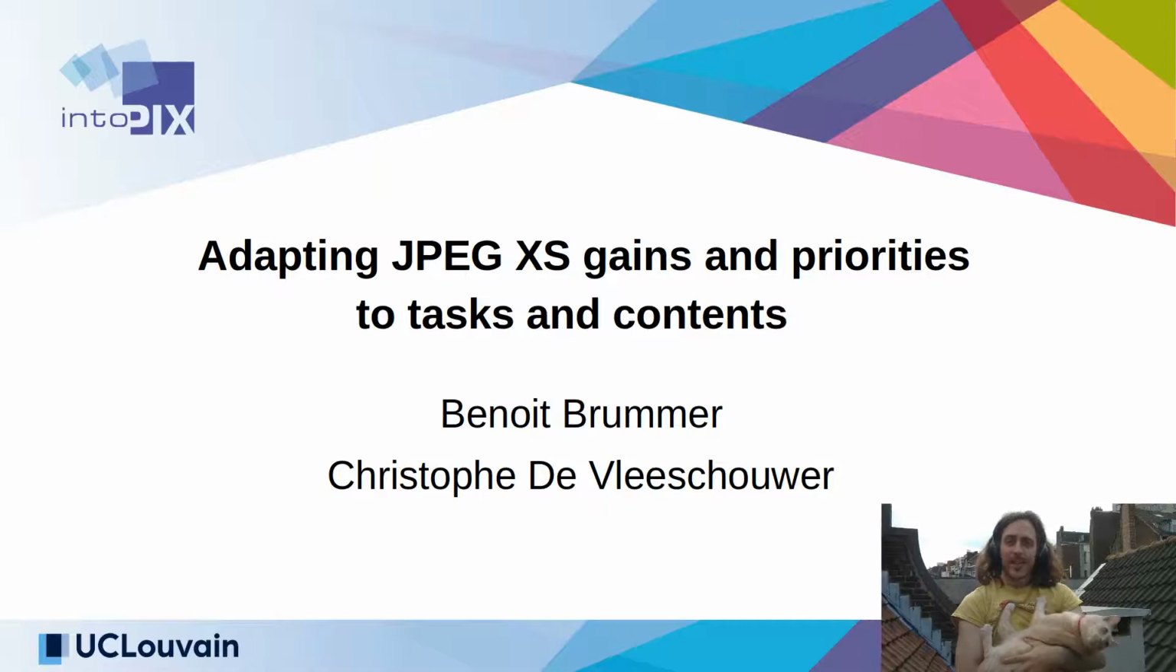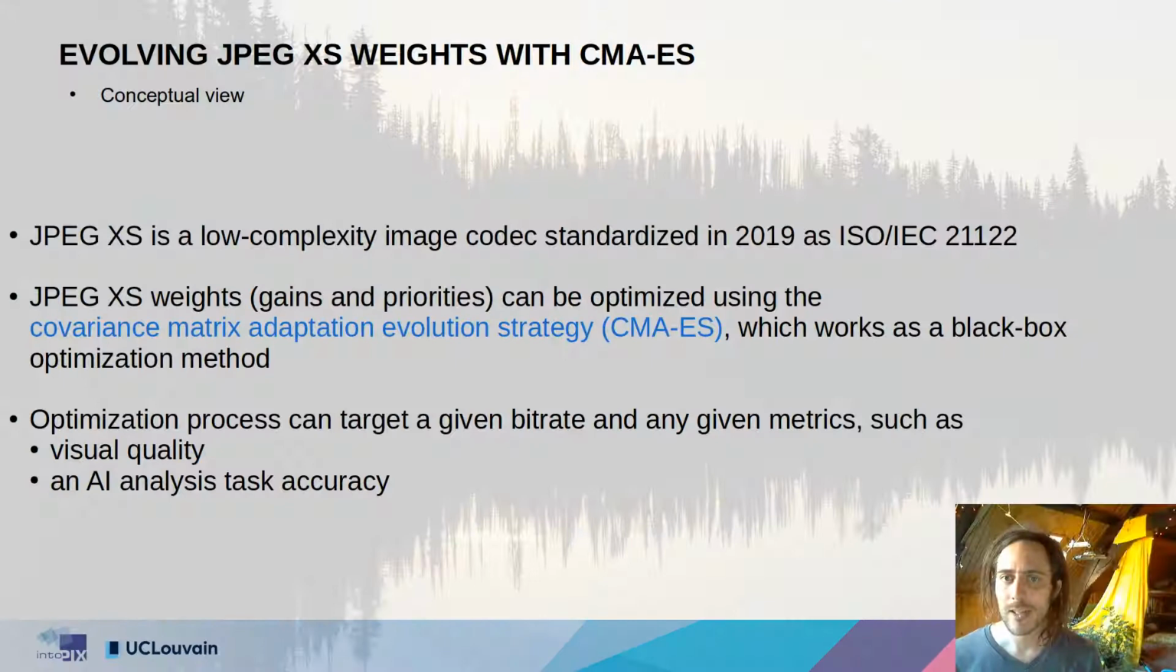In this work, we study how to adapt JPEG XS codec parameters to different applications. JPEG XS is a low-complexity image codec that was standardized in 2019. We give a technical overview of the JPEG XS specifications with regards to its weights optimization, and describe how the weights can be optimized with the covariance matrix adaptation evolution strategy using the PyCMA open-source library.